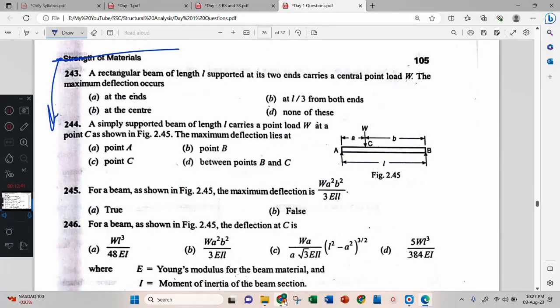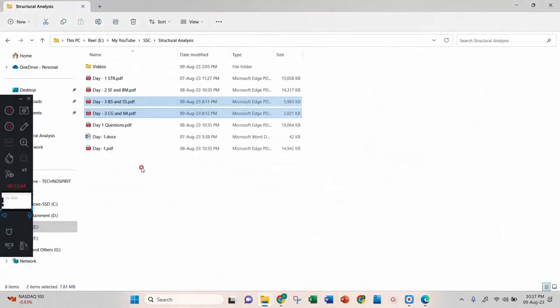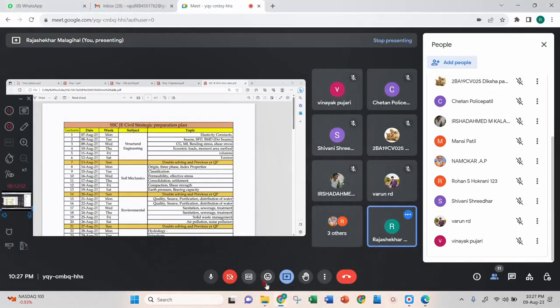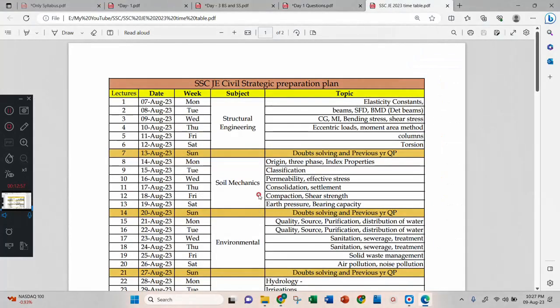We'll just glance at our timetable. Now, in the third day, we completed this CG, MI, bending stress, shear stress, and these three are completed. Tomorrow, this eccentric load is also completed. Now we have to work on moment area method.